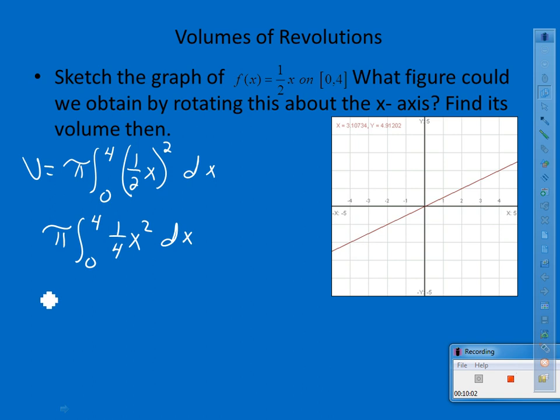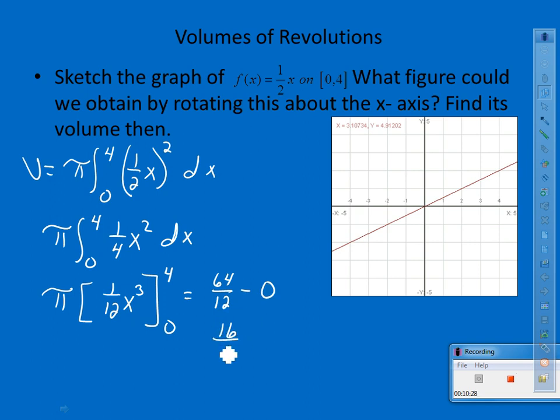Let me go ahead and take care of the antiderivative then. So I got pi times the antiderivative of 1/4 x squared, which looks like 1/12 x cubed, and I'm going to evaluate that from 0 to 4. Well, let me run 4 through there. So I'm going to get 64/12 minus 0. And it looks like 4 goes into both of them. So my answer, 16/3 times that pi.